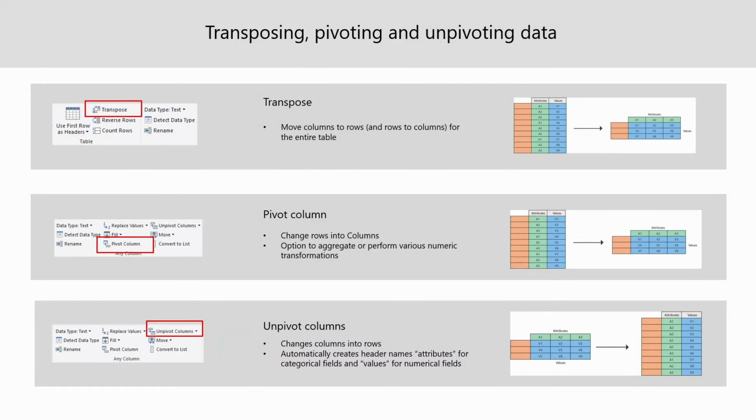Let's move on. Alright, so let's do a quick recap of what we discussed. So transposing is moving columns to rows for the entire table. Pivoting is changing rows into columns, and unpivoting is changing columns into rows. Alright, let's move on to the next topic.